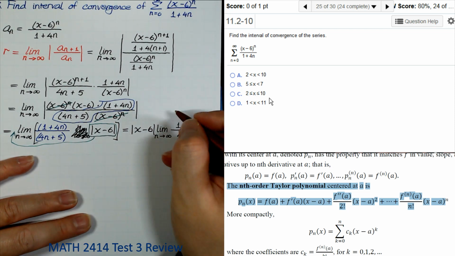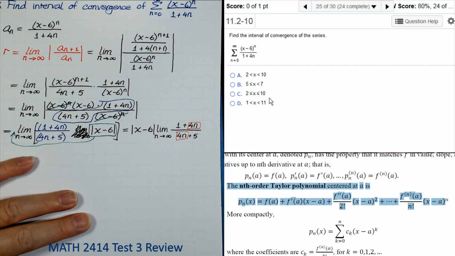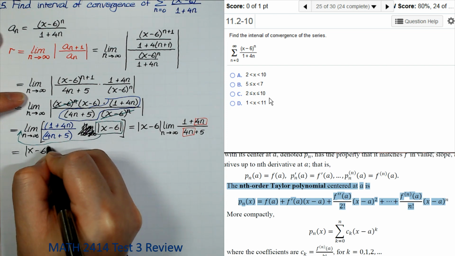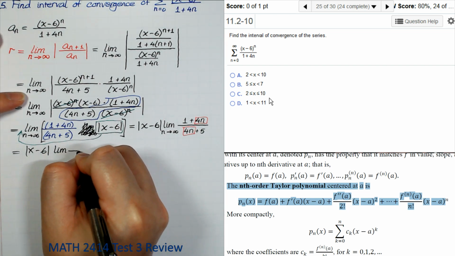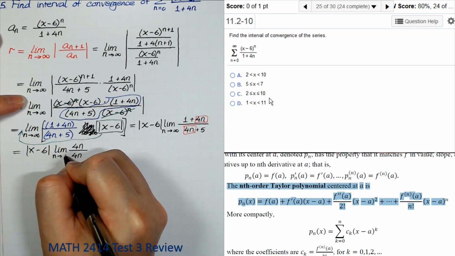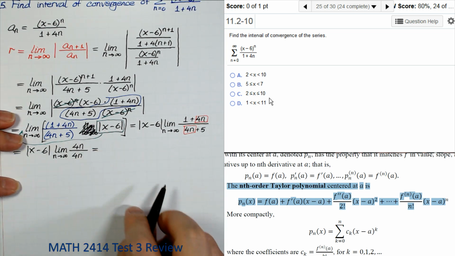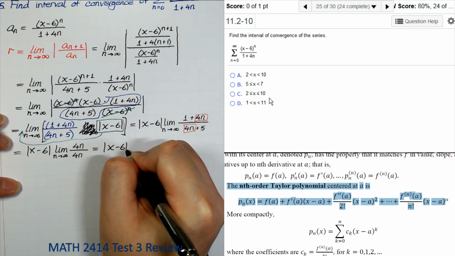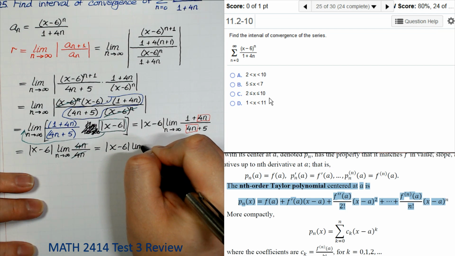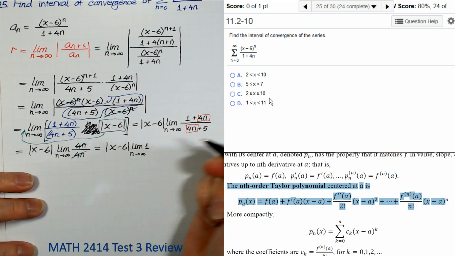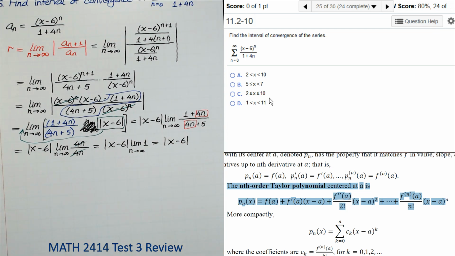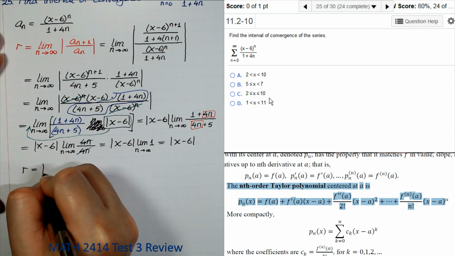Then we find the limit. Highest power, or highest ranking: 4n over 4n, as n goes to infinity, that cancels out, and the limit is 1. So that is R. So R equals the absolute value of x minus 6.